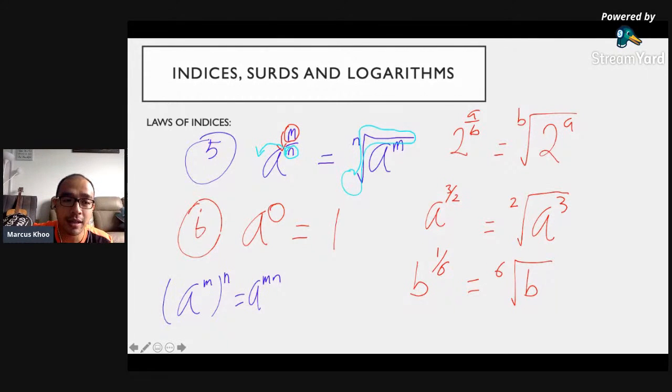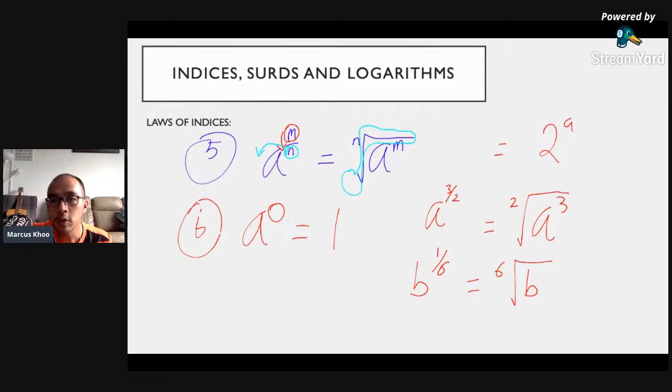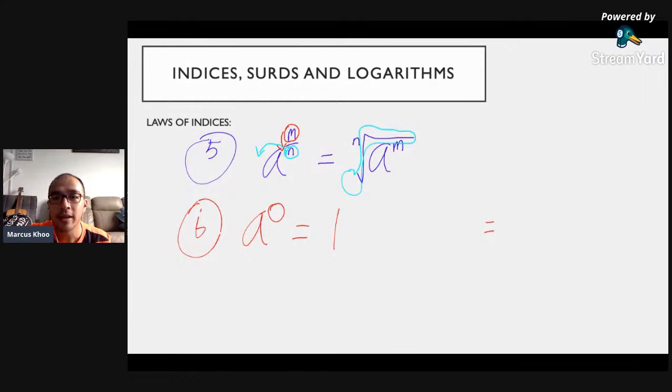Okay, it's not even a law for me, it's a rule. Okay, dia adalah peraturan yang sangat penting. Okay, anything kuasa kosong equals to 1. Okay, 2 to the power of 0 is 1. You don't believe? You press the calculator. 1 million to the power of 0 equals to 1. Okay, Sean to the power of 0 equals to 1. Marcus to the power of 0 equals to 1.